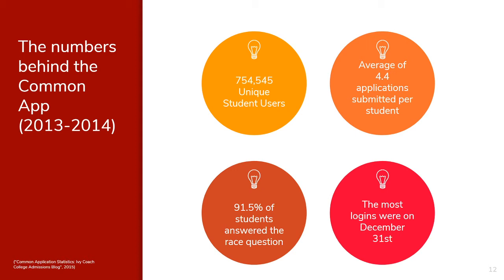The most logins were on December 31st. On December 31st, 154,903 total applications were submitted by all applicants using the Common App. On December 31st, 5.2 forms were submitted per second, which is absolutely crazy to me.